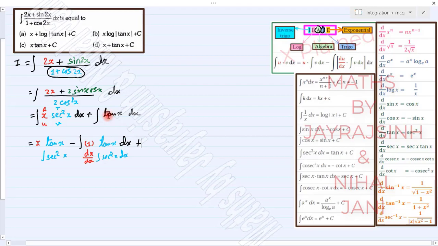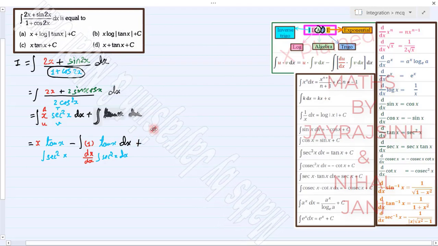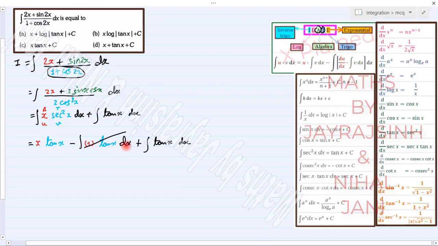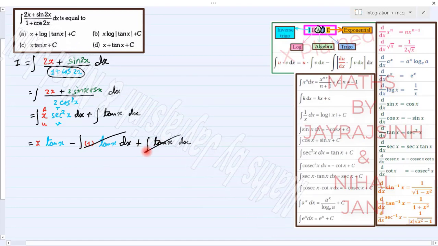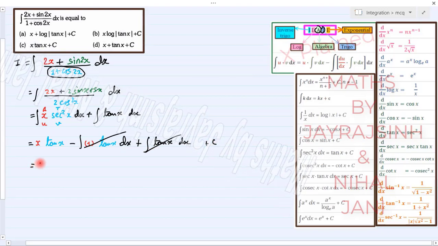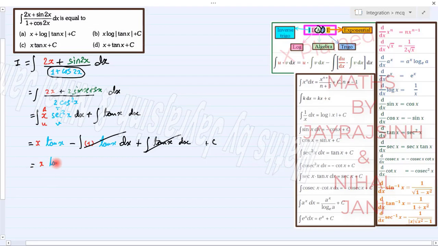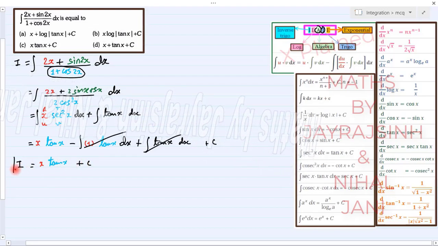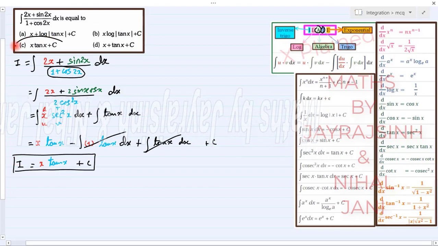Plus your second term will remain as it is. So as you can see, we have minus integration of tan x and plus integration of tan x, which will be cancelled out. So your final answer will be x tan x plus c. Tada! Which is given in option C.